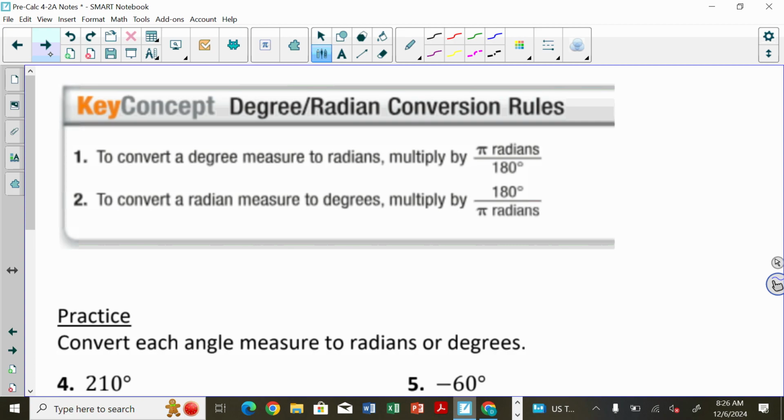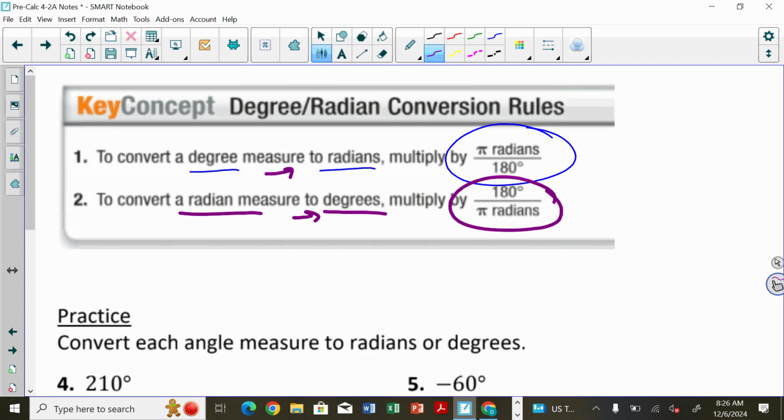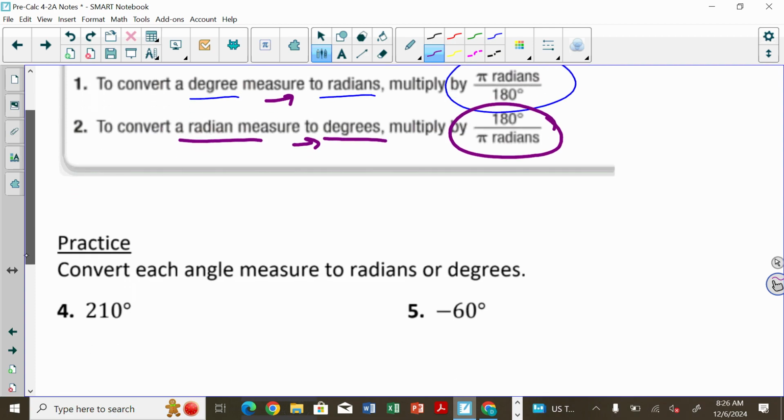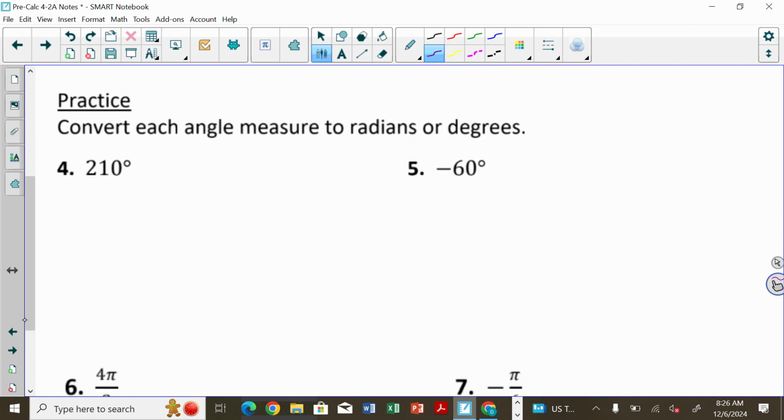All we need to do is, going from degrees to radians, multiply by pi radians over 180. And the opposite, if we're going from radians to degrees, then we want to multiply by the reciprocal of that, 180 over pi radians. Let's do some examples of that to show you how it's done.